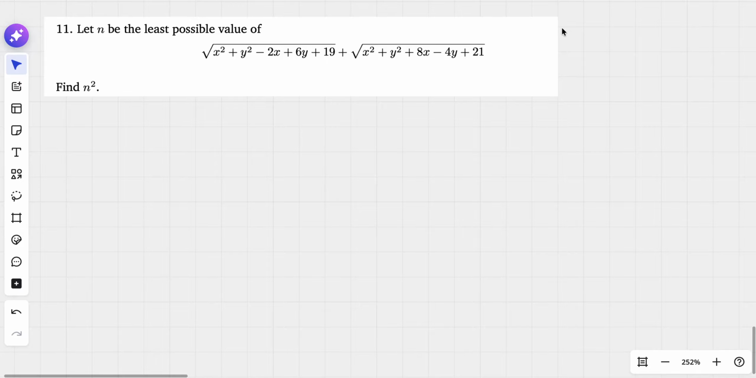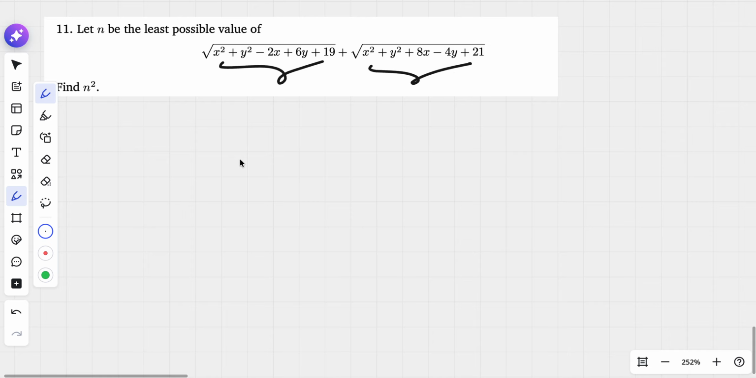This problem, if you see, I'm getting an idea of using geometry here, because I've done similar problems. So where is the pen? Yes, okay. So this is an equation of a circle, and similarly this as well. So let me just complete the squares.